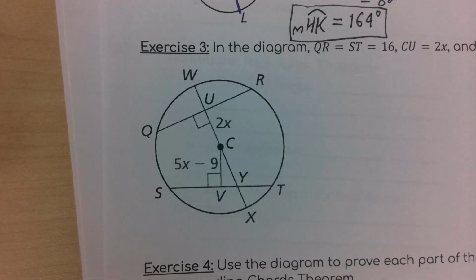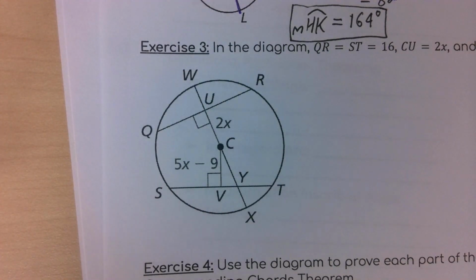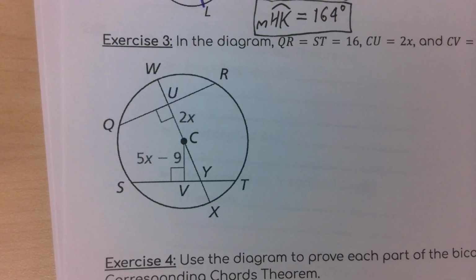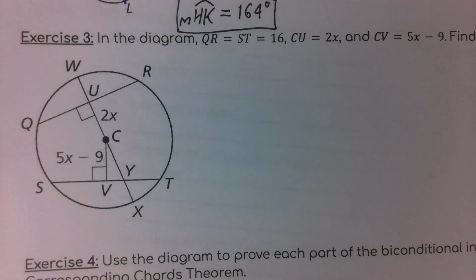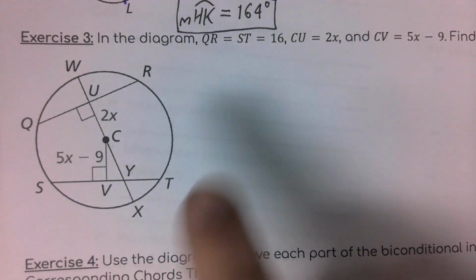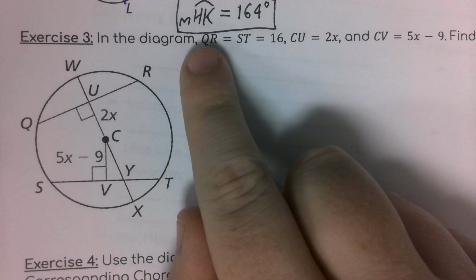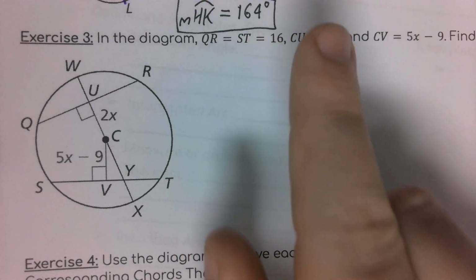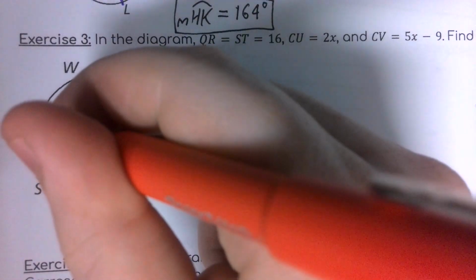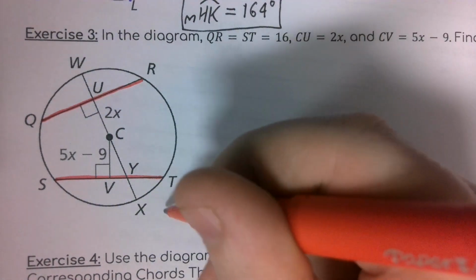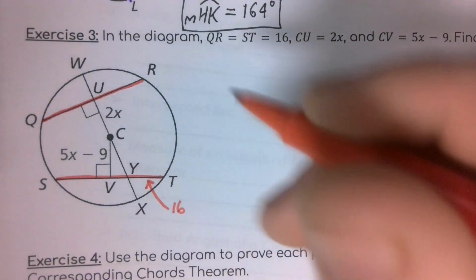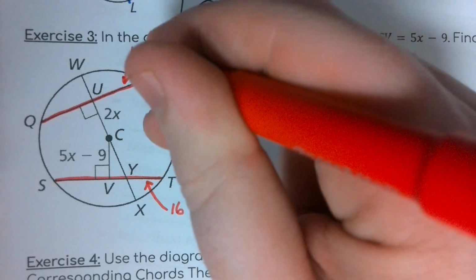Let's take a second to flip to exercise 3. Now, I'm going to warn you. Exercise 3 is a lot tougher than some of the other ones that we have seen so far. So we're going to walk through this one together. But be warned, we're going to be pulling in a lot of information from other units. We are told, in this diagram, QR and ST are both 16. So we have 2 chords that we know are both going to have a measure of 16. This one's going to be 16, and this one's going to be 16.